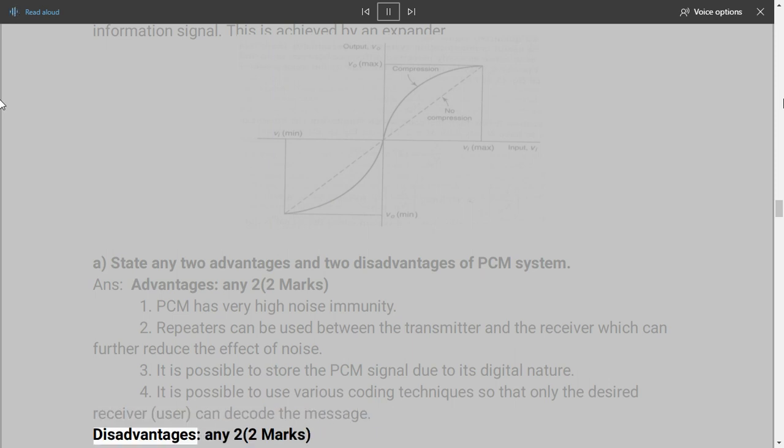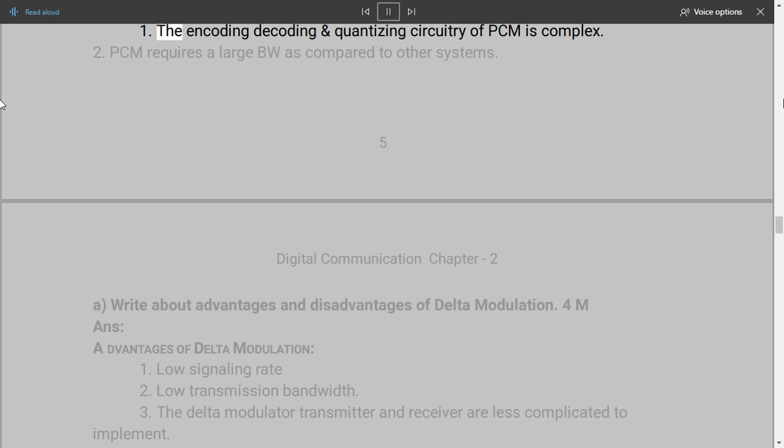Disadvantages, any 2, 1 mark each. 1. The encoding, decoding, and quantizing circuitry of PCM is complex. 2. PCM requires a large bandwidth as compared to other systems.